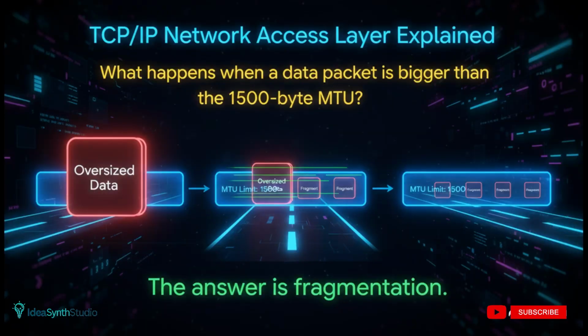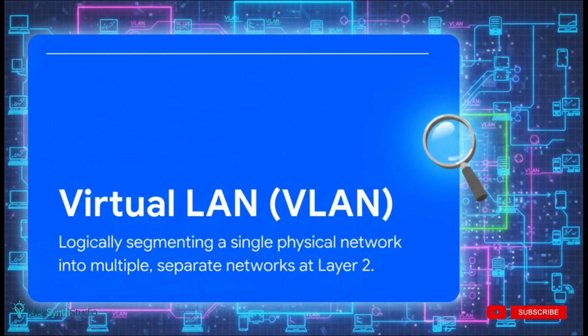So the obvious question is, what happens if your data packet is bigger than 1,500 bytes? You can't just throw it out, right? Well, the answer is something called fragmentation. The network is smart enough to just chop that oversized packet into smaller, MTU-friendly pieces. It sends them all individually, and then the device on the other end perfectly reassembles them, like putting a puzzle back together.